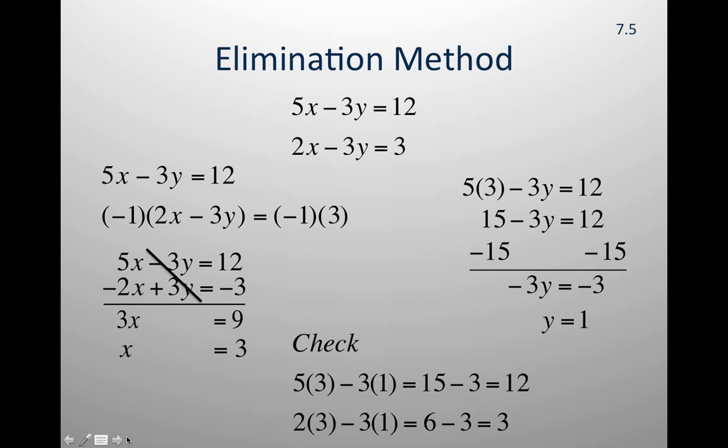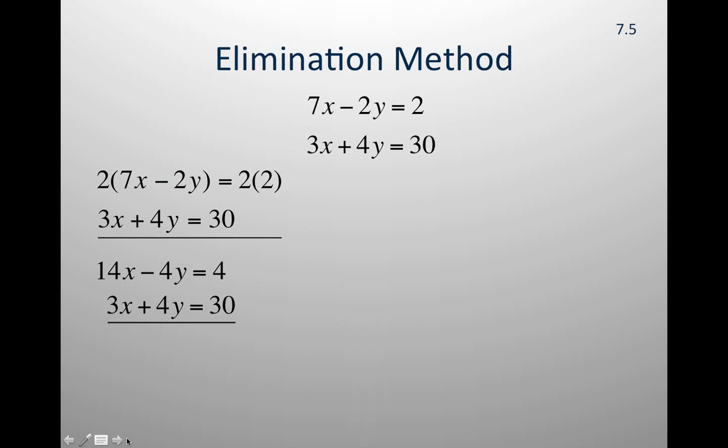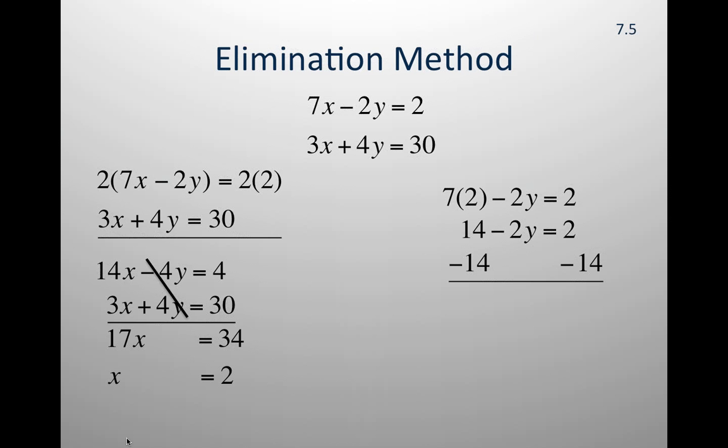Okay, so I'm going to clean up my stuff. Then we're going to go here. So there we see the 14. And we're going to see them cross out the 4y's, and there's going to be 17x. We'll divide both sides by 17 and come up with x equals 2. Then we're going to plug that into the first one. 7 times 2 is 14. Then from there, we'll subtract 14 from both sides. And that'll give us negative 2y equals negative 12. We'll divide both sides by negative 2, and then y equals 6.